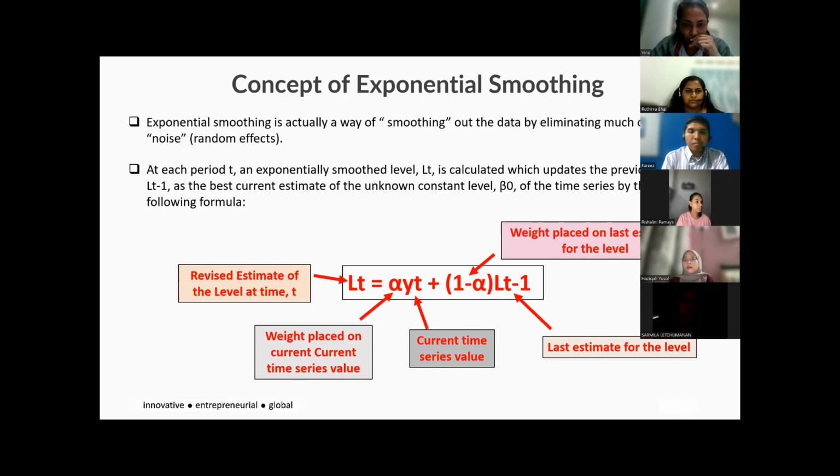In the formula, L_t represents the revised estimate of the level at time t. Alpha represents the weight placed on the current time series value. Y_t represents the current time series value. 1 minus alpha represents the weight placed on the last estimate for the level. L_t-1 represents the last estimate for the level.